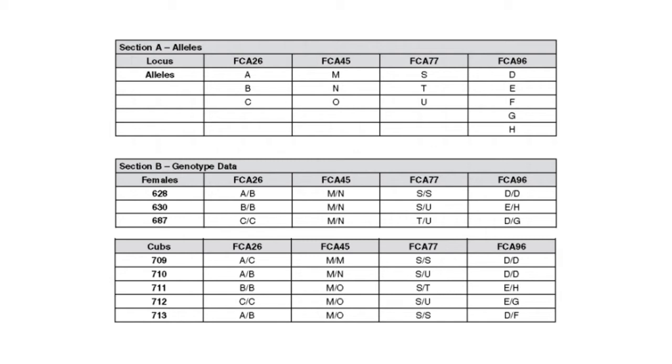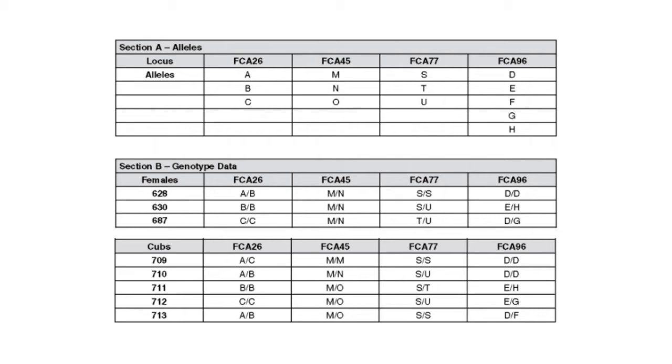When we get to the genotype data in section B, we can find all the genotypes for all the females there, and a genotype is just two alleles put together. And then you have all the DNA or genetic information for the cubs. And then again, FCA 26, all the genotypes, which is just two alleles put together.